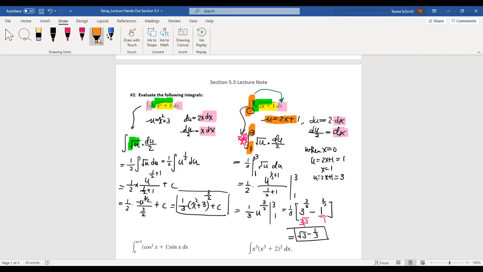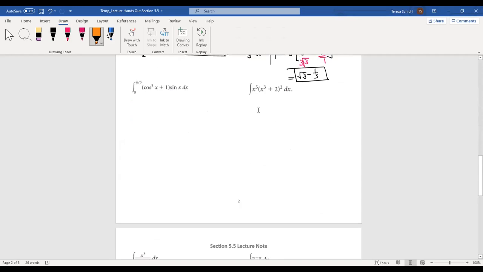So be very careful, because you transferred to u, so you need to change the upper bound and lower bound. If you don't want to change the upper and lower bounds for u, that's fine. Then at the end, after you substitute back to x, you substitute whatever the x values are, and you get the same value here. Okay, now let's take a look at this example here.